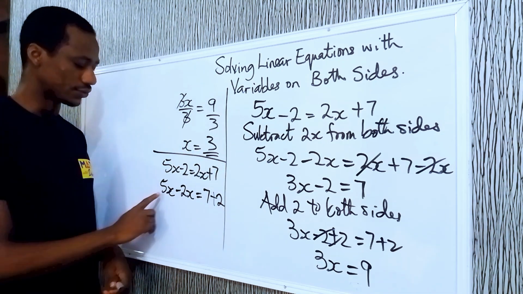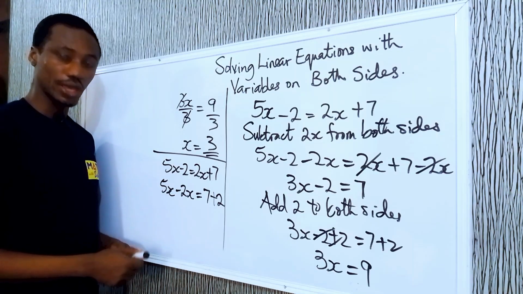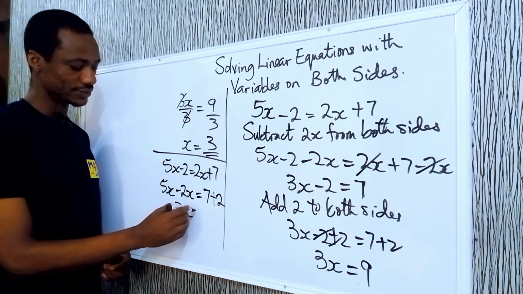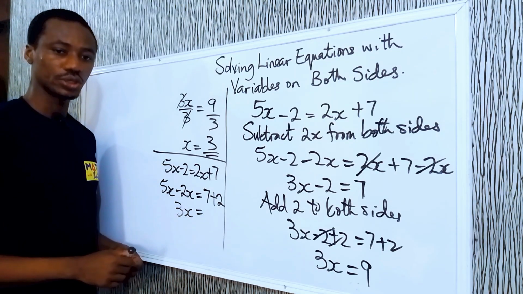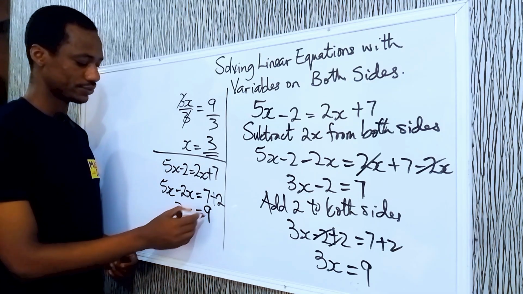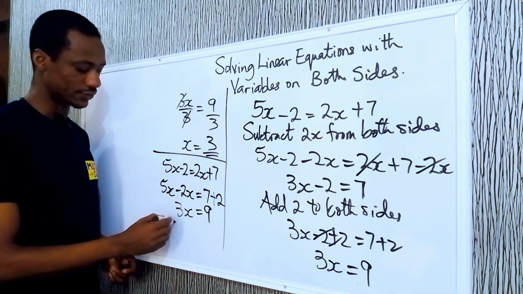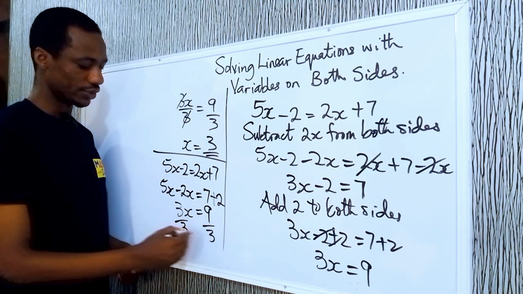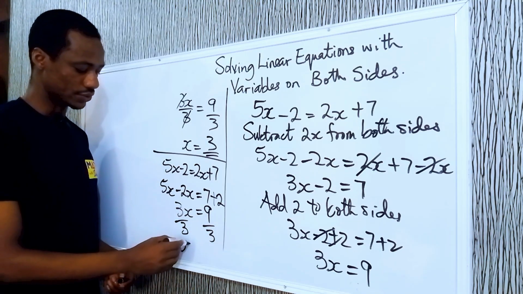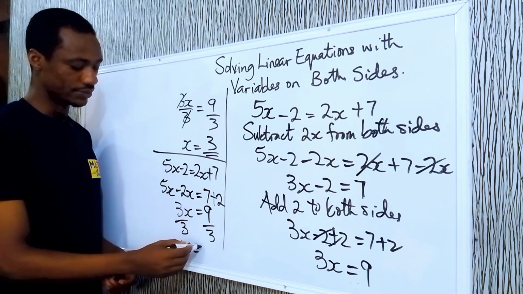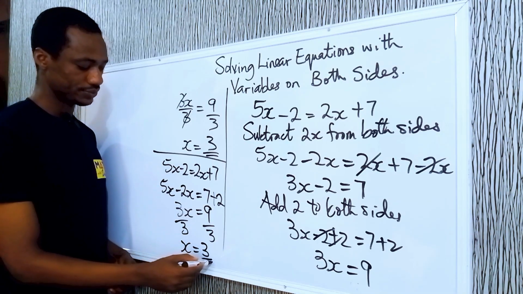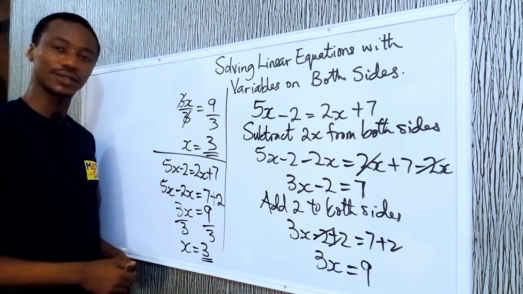So 5x minus 2x is 3x, and 7 plus 2 is 9. We divide both sides by 3, and then we have the value of 1x. 3 divided by 3 is 1, so that's 1x, and 9 divided by 3 is 3. So our answer is correct.